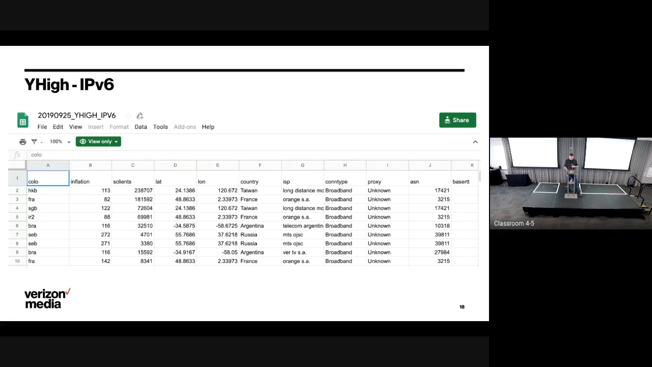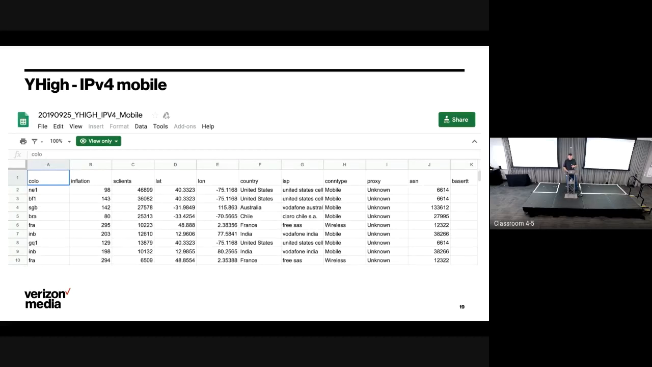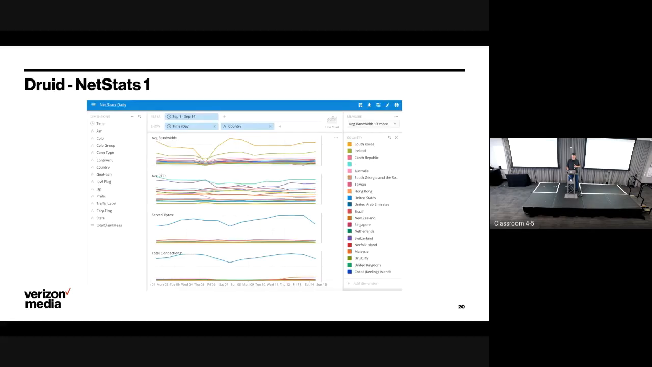IPv6, very similar report. You've got the mobile reports. So a lot of these reports are similar to this. We've got the highest culprits, and we can just target which ones we think we can actually tackle and address.